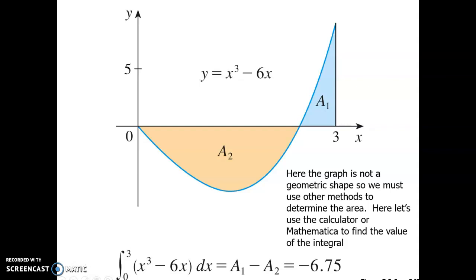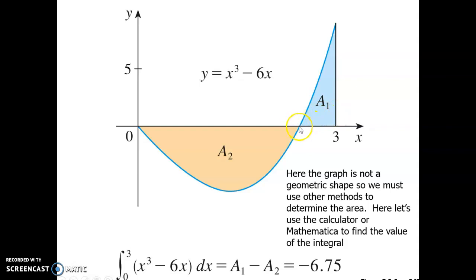And we could also break it up into pieces too. We could find out all these different pieces here. I'm going to show you how to do this one on Mathematica also. But for right now, let's just do some analysis as if we did not know what the area was. We know that the integral from 0 to 3 of this function, x cubed minus 6x, is going to be whatever this area A2 is, which we know will be a negative quantity, plus the area A1, which we know will be a positive quantity.